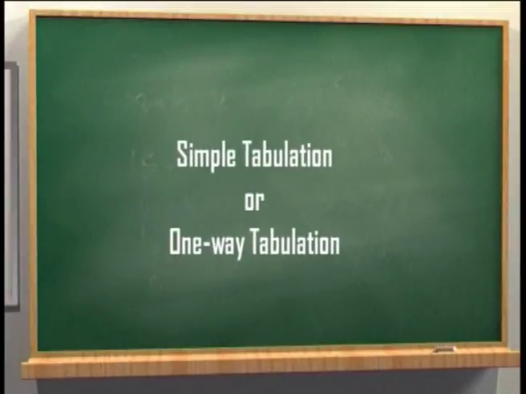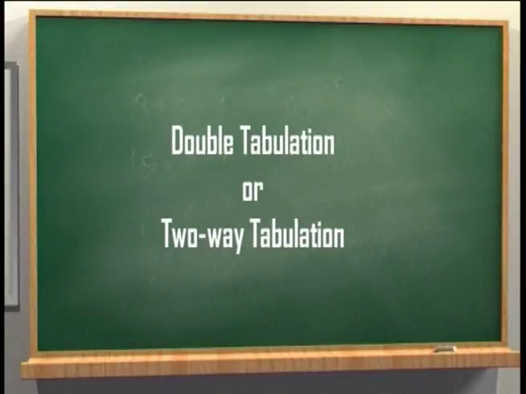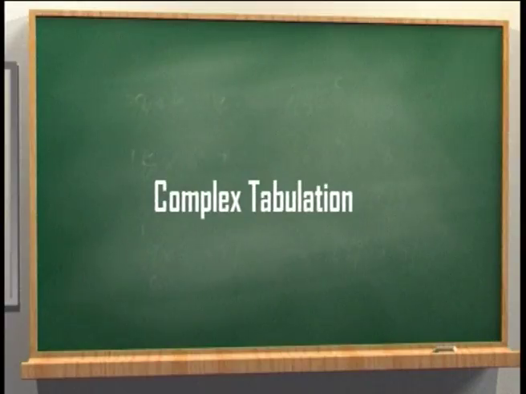Simple tabulation or one-way tabulation. When the data are tabulated to one characteristic, it is said to be simple tabulation or one-way tabulation. There is an example of one-way tabulation of data. Double tabulation or two-way tabulation. When the data are tabulated according to two characteristics at a time, it is said to be double tabulation or two-way tabulation. Example, tabulation of data on population of world classified by two characteristics like religion and sex is an example of double tabulation. Complex tabulation.